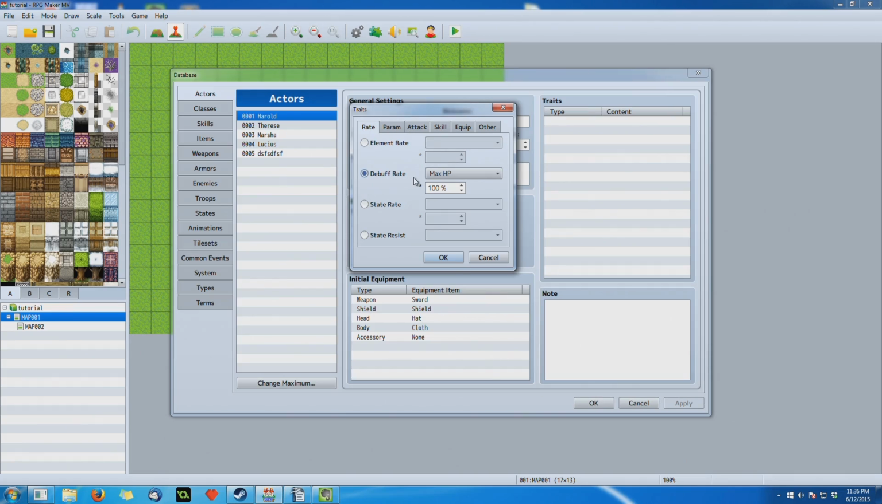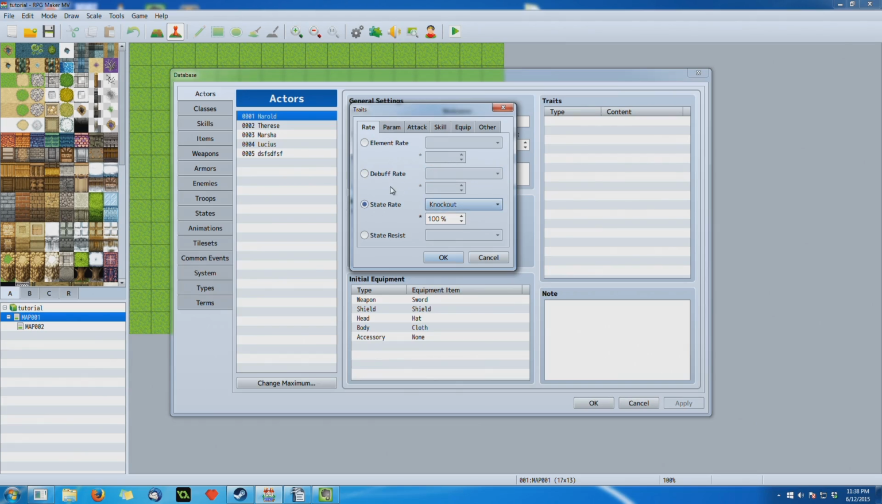Then you have the debuff rates here. Say you have a skill that adds a debuff to the max HP of an enemy, so it lowers it by, say, 25% and has a 40% chance of succeeding. If we were to add this debuff rate, add the max HP value here and set it to 200%, then our character will have an 80% chance of succeeding with that debuff addition onto the enemy. So that's how the debuff rate works.